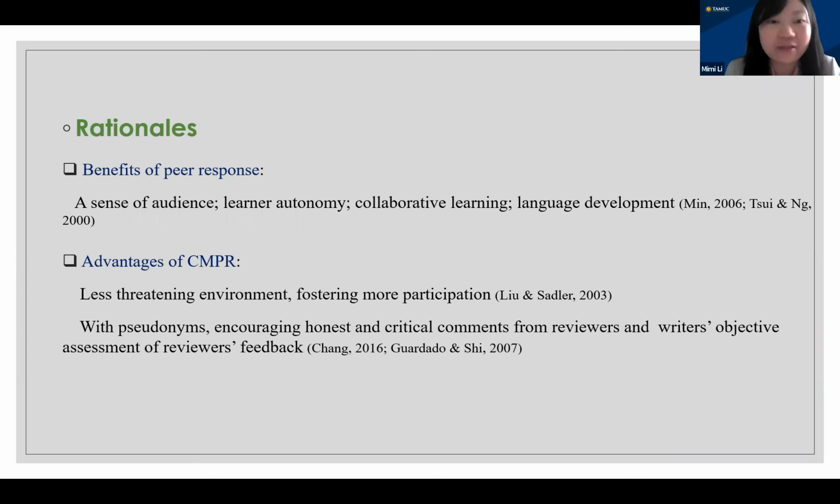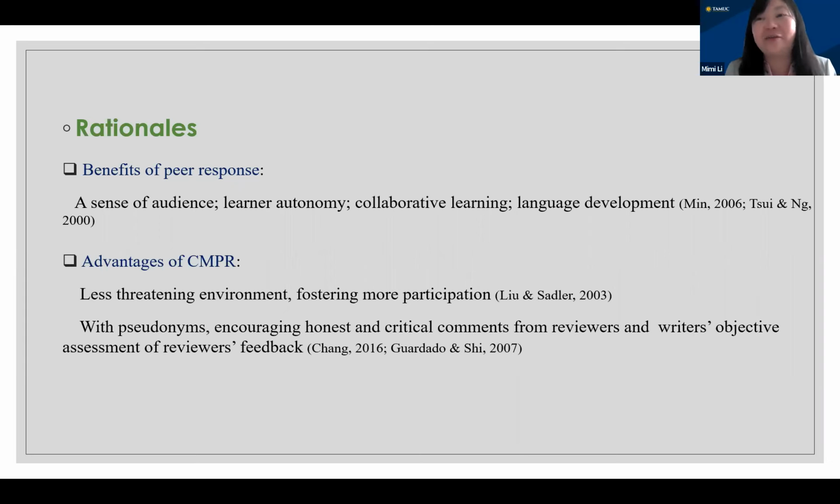Here, I want to point out the importance of computer-mediated peer response. Usually, it is delivered in a non-threatening or less threatening environment. It can foster the students' more participation, particularly with pseudonyms.